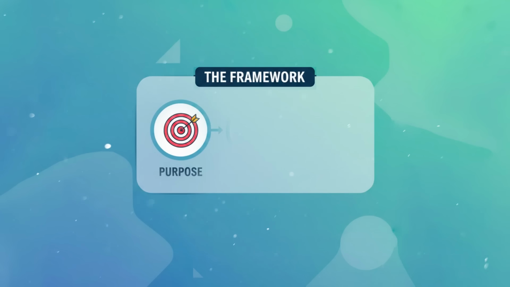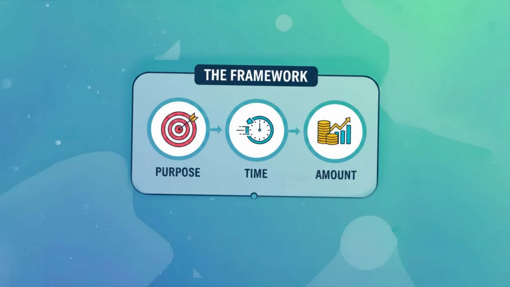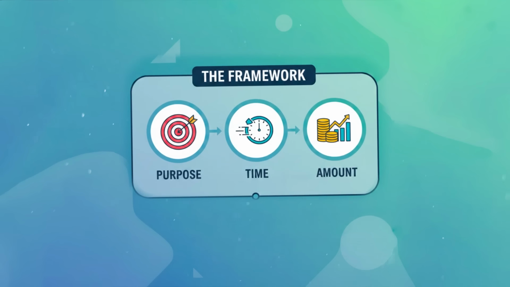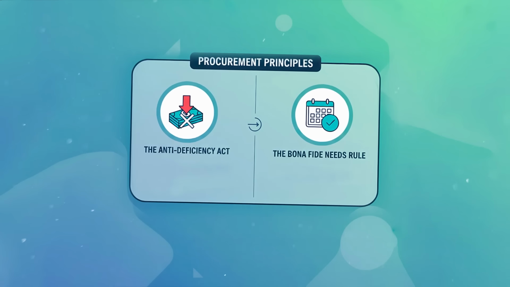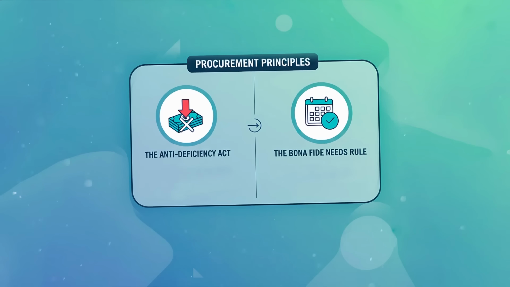Now, this is built on fiscal law. This isn't just like DOD or DOW policy. This applies to every federal agency. The framework has three parts: purpose, time, and amount. I'm going to focus on purpose and time. This comes from the purpose statute, the Anti-Deficiency Act, and the bona fide needs rule.